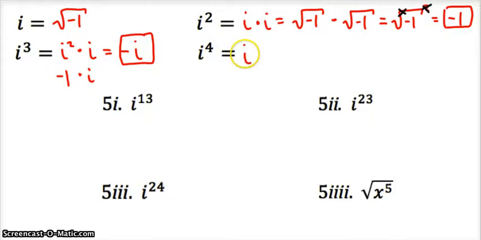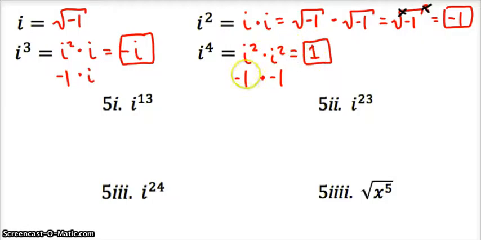And then finally i to the fourth. Well, we know that i to the fourth is made up of i squared times i squared. i squared, what's it turn into? Oh, well, that's a -1 times another -1, and we know that -1 times -1 is 1. So i to the fourth is just a 1.